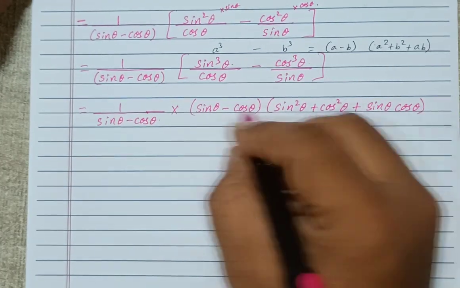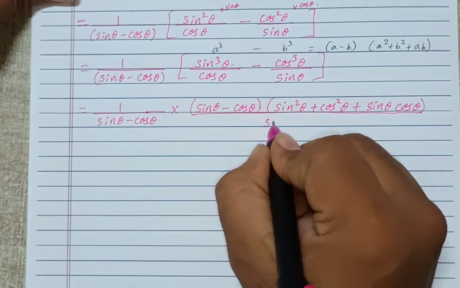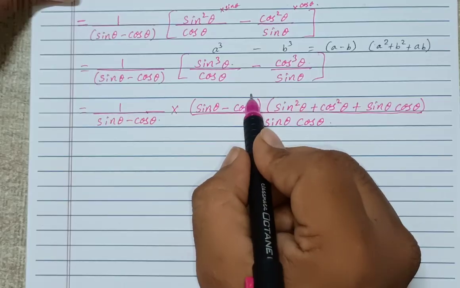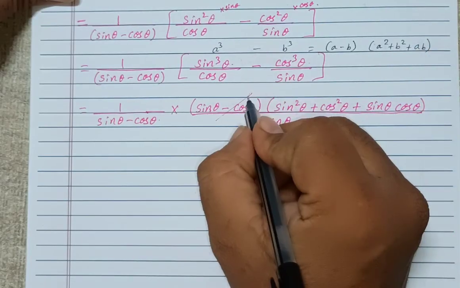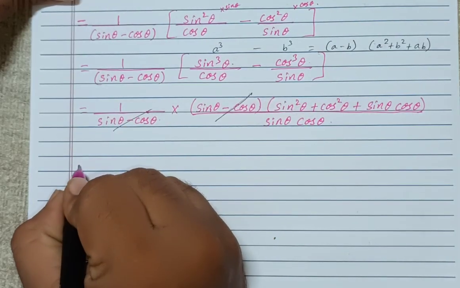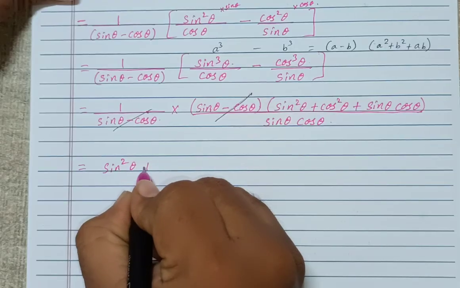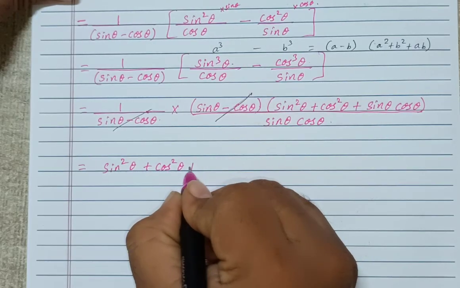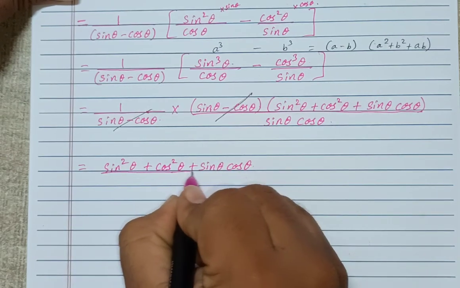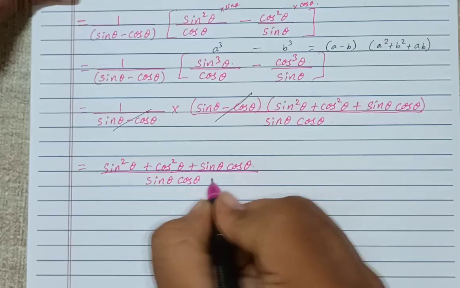Okay. Now whole divided by, here I am writing, children, sin theta into cos theta. Okay. Now this sin theta minus cos theta, sin theta minus cos theta, will cancel. So the remaining value we have now is sin square theta plus cos square theta plus sin theta into cos theta, whole divided by sin theta into cos theta.